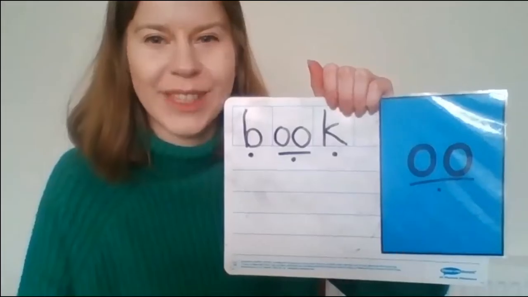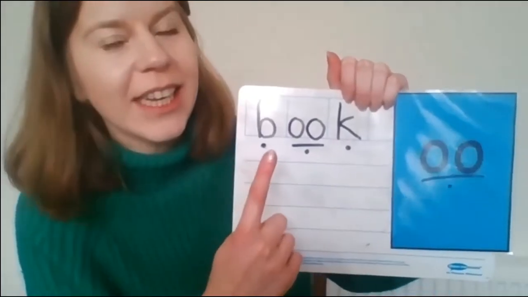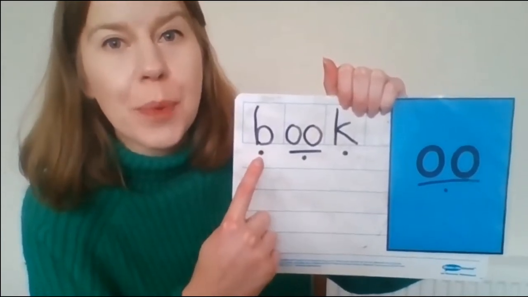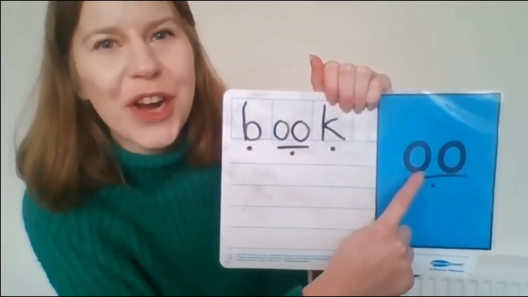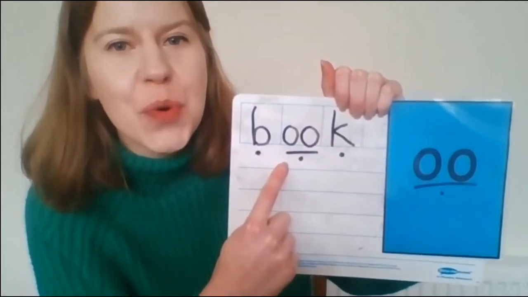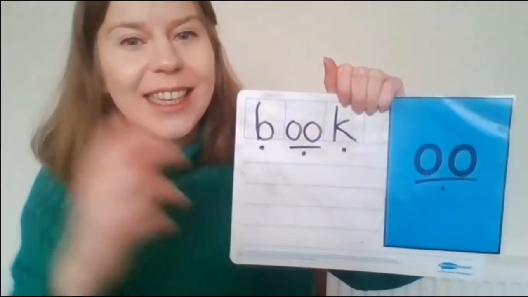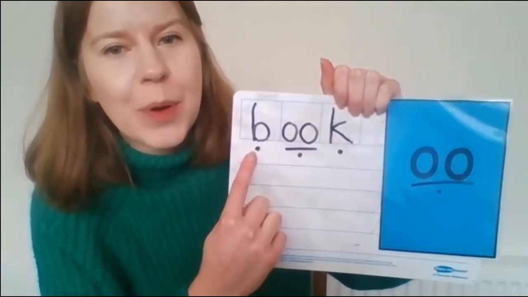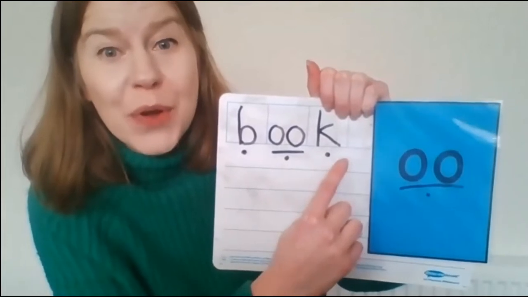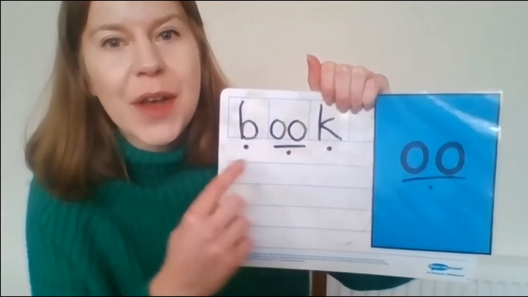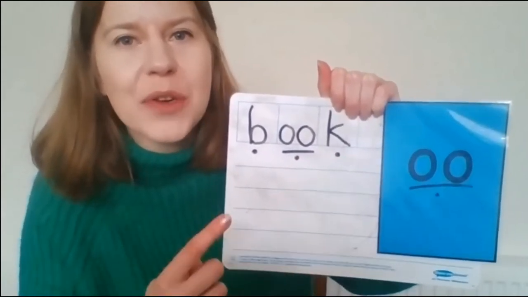Okay, now we're going to have a go at reading some words together. I need your help to read this word. So I'm going to use my finger to point at all the sound buttons. B. What's that special digraph we've been learning? Oh, the short sound. And what's the last sound here? K. Now let's blend it. B, k. Book. Lovely. Help me read it. B, k. Book. Now you have a try by yourself.